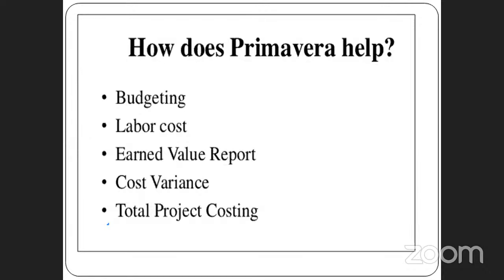Next, for example, how Primavera will help us. Primavera helps us with budgeting, labor cost, earned value report, cost variance, then total project costing. This data will give how much the building costs, how many laborers worked, and how much amount we will spend on those laborers. For every activity, we have calculated some amount. That comes under the budget. If any task has deviations, it should be mentioned in the cost variance.